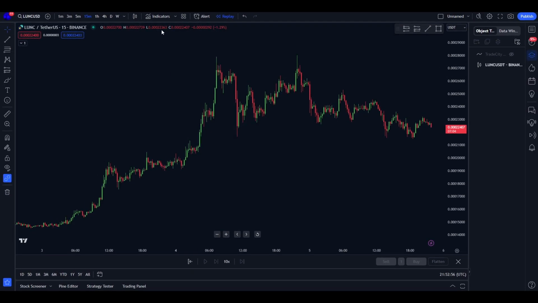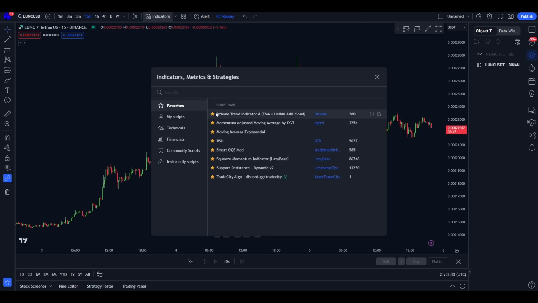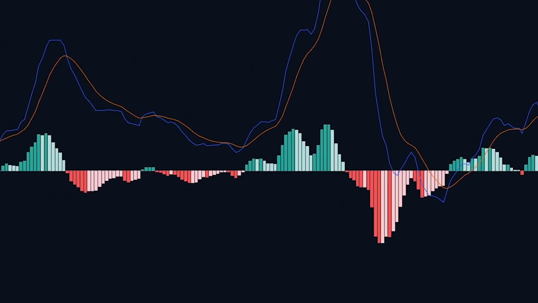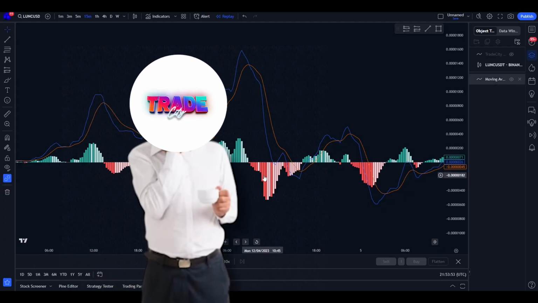Now the first thing we're going to do is go ahead and load up the MACD indicator. So go to the indicators tab and then search up MACD, and it should be right over here. Once it's added to your chart, you should get a bottom pane containing a graph like this. Now it's time for me to explain how it works.